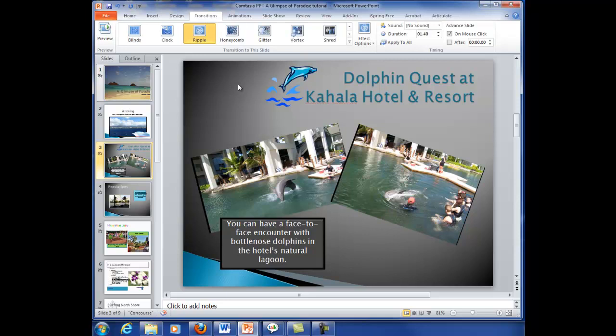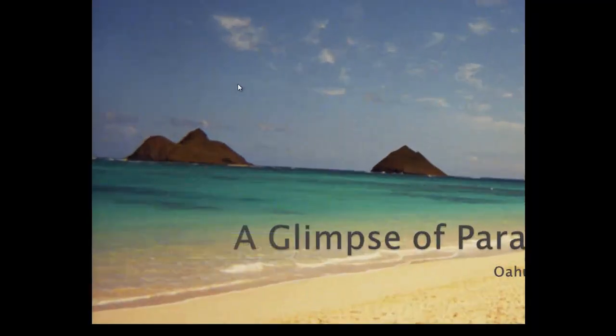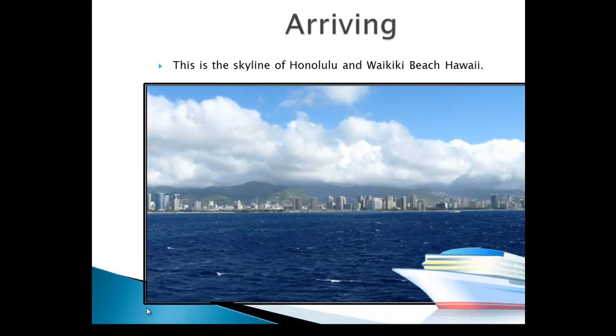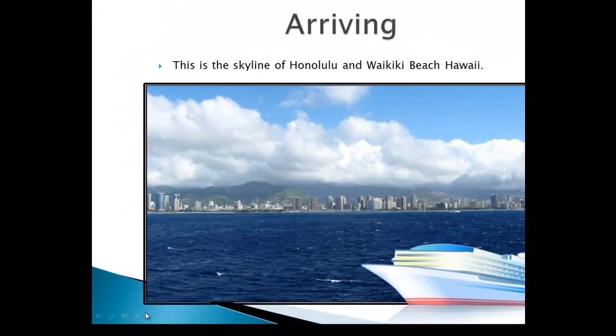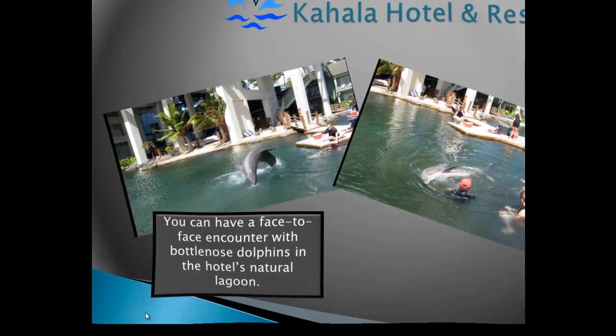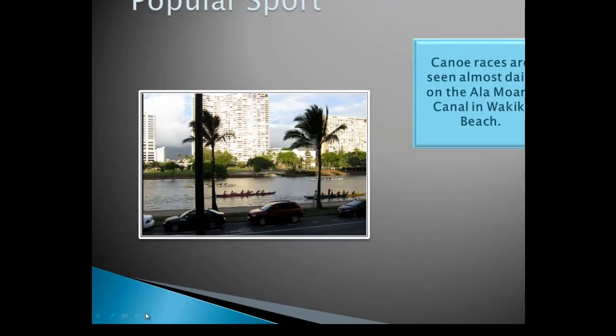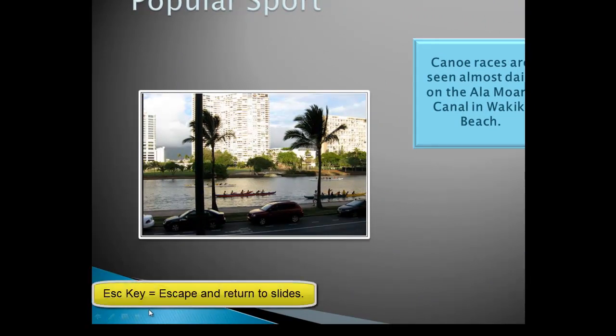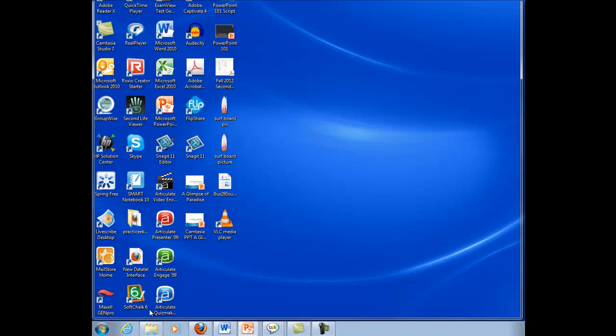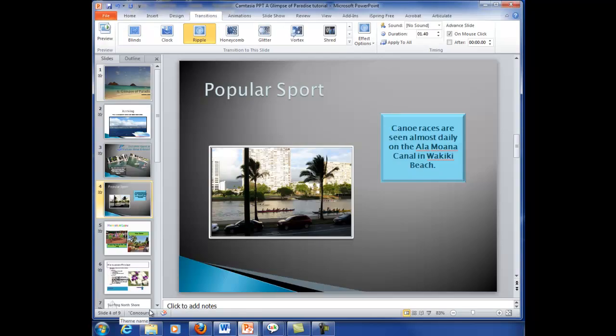And to see a quick preview, just press the F5 button on your keyboard. And to go back to our normal view, I'm going to press the Escape or ESC button on my keyboard, and that takes me back to my slide presentation. Let's see how we can add an animation to a slide.